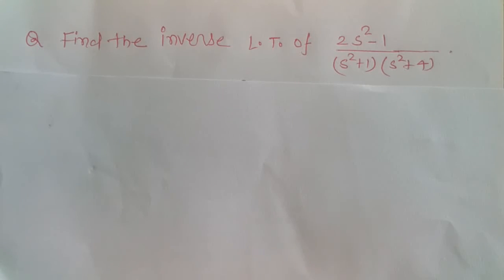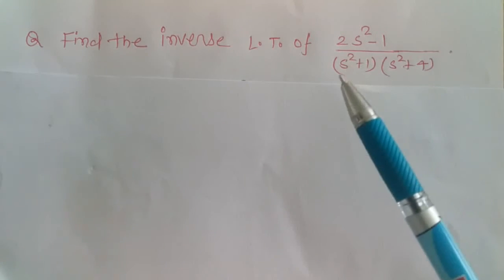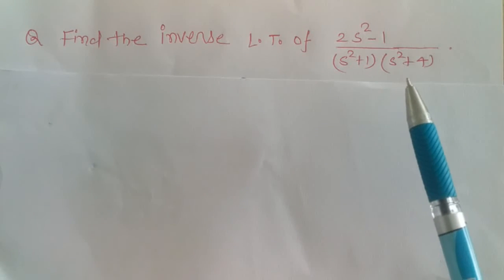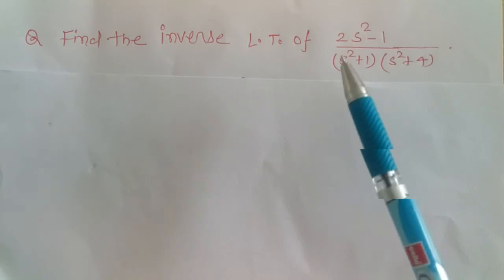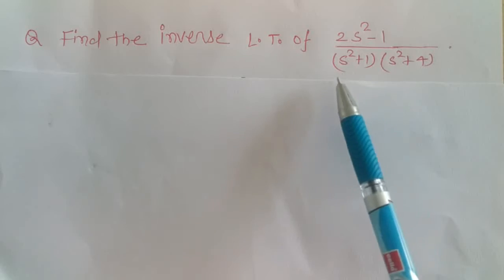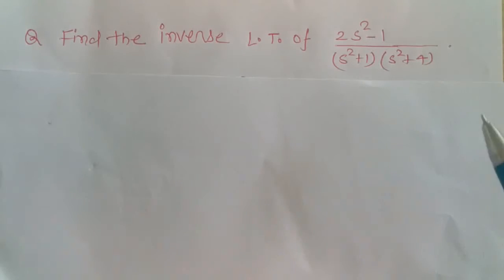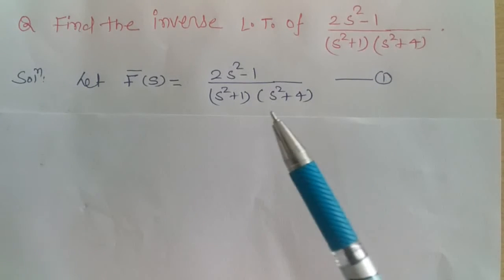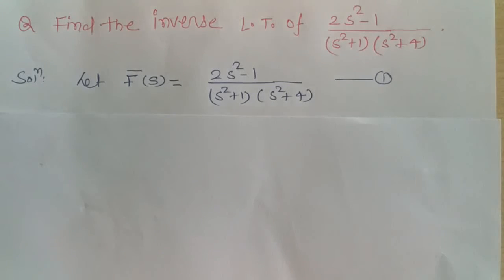Next example is find the inverse Laplace transform of 2s square minus 1 upon s square plus 1 into s square plus 4. So here the denominator of the given function contains two quadratic factors and we have to find its inverse Laplace transform. So let f bar s be 2s square minus 1 upon s square plus 1 into s square plus 4.